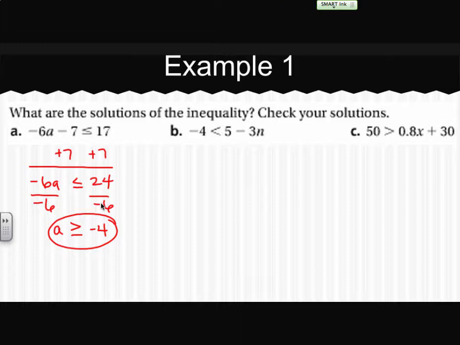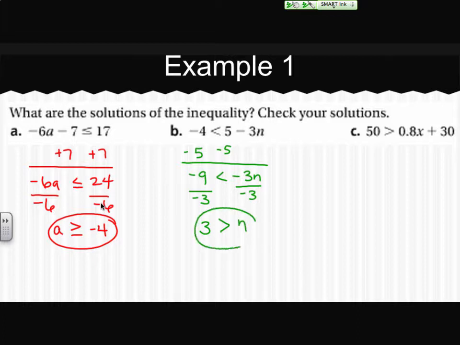Okay, B. I'm going to start getting the n all by itself, so I'm going to subtract 5 from both sides. And I get negative 9 is less than negative 3n. I'm going to divide both sides by negative 3. Because of the negative 3, the negative divided by negative makes this side a positive, so I have negative 9 divided by negative 3 is 3. But the negative 3 causes the sign to flip, so I have negative 3 is greater than n.